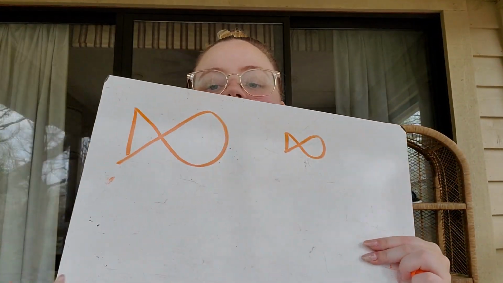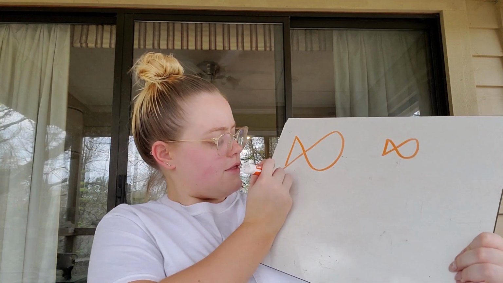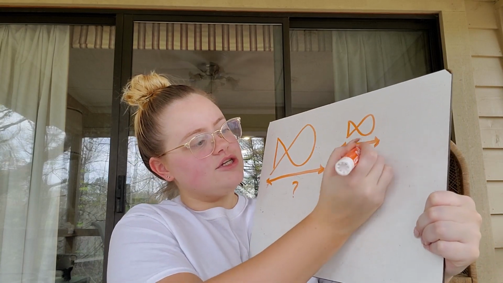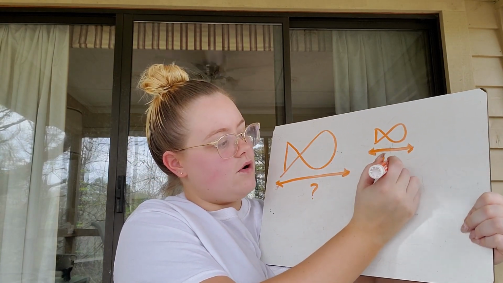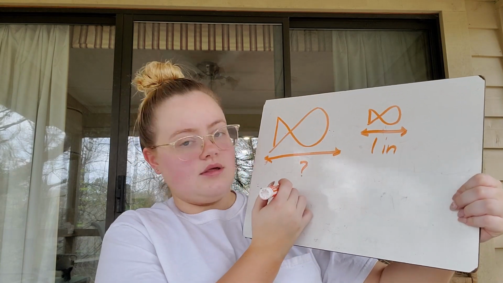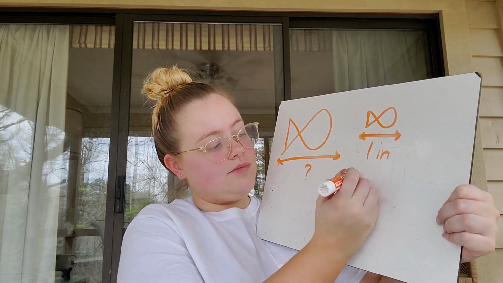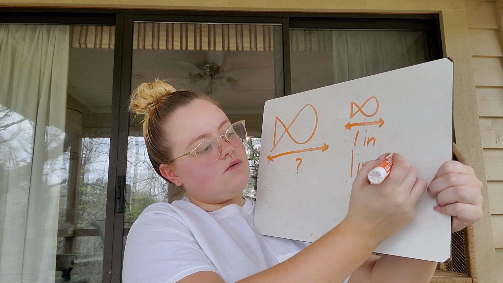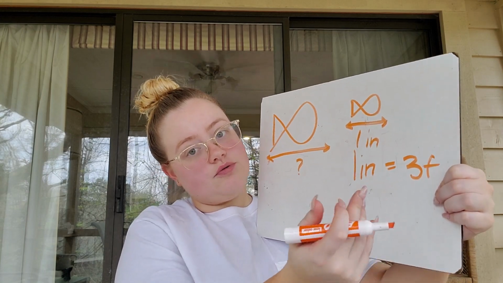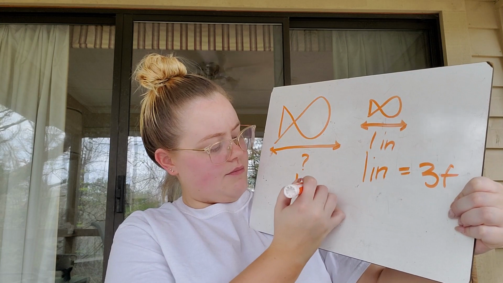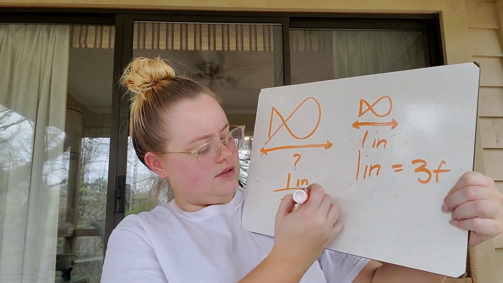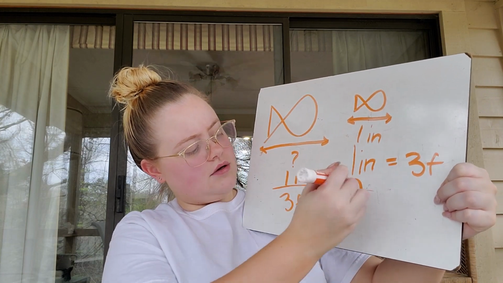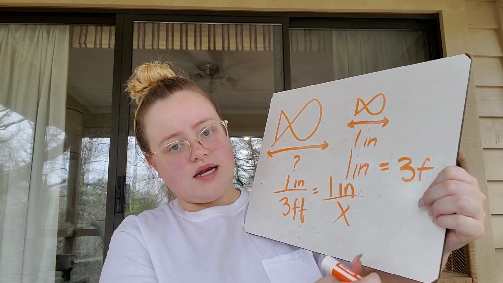We are taking a look at this fish. I do not know the length of this fish. This fish length is unknown. But I know that this fish, drawn down to scale, is 1 inch, okay? And I'm telling you that my scale is going to be 1 inch equals 3 feet. Now this one's going to be pretty self-explanatory. I'm going to set up my 1 inch over 3 feet. And I know that this is 1 inch over x. I cross multiply. I'm going to get x equals 3, okay?